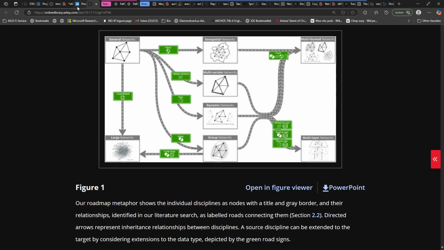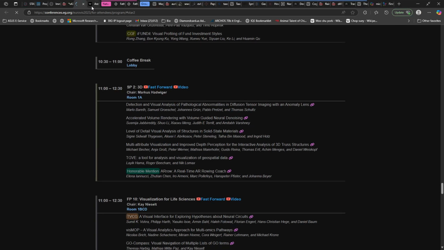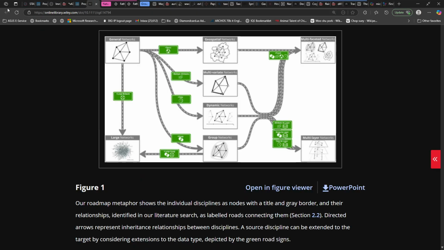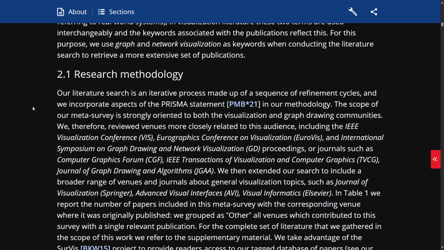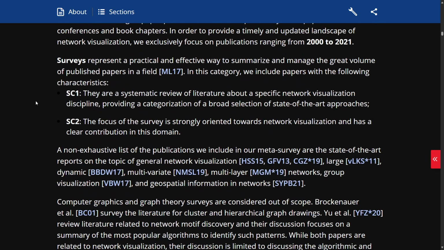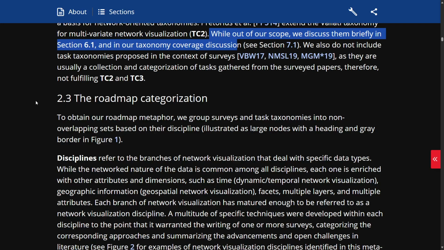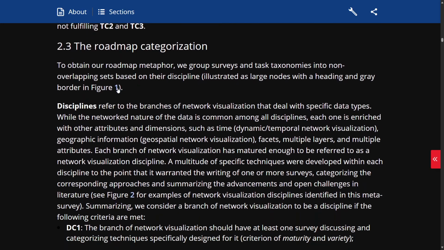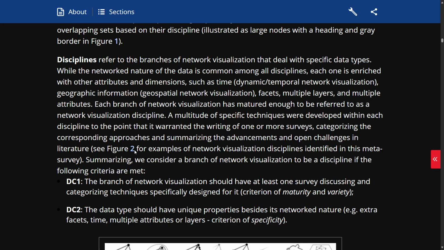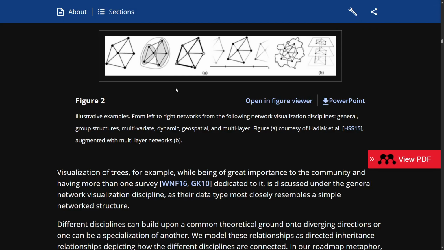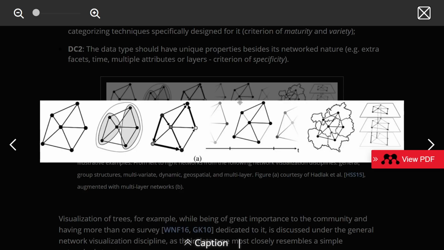Each branch of network visualization has matured enough to be referred to as a network visualization discipline. A multitude of specific techniques were developed within each discipline to the point that it warranted the writing of one or more surveys, categorizing the corresponding approaches and summarizing the advancements and open challenges in literature. See Figure 2 for examples of network visualization disciplines identified in this meta-survey. Summarizing, we consider a branch of network visualization to be a discipline if the following criteria are met. DC1. The branch of network visualization should have at least one survey discussing and categorizing techniques specifically designed for it, criterion of maturity and variety.